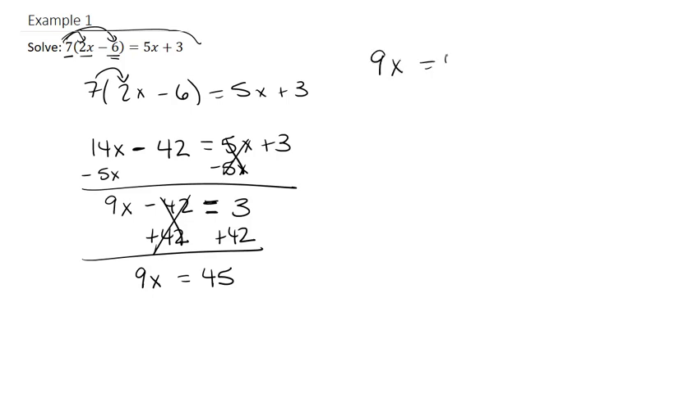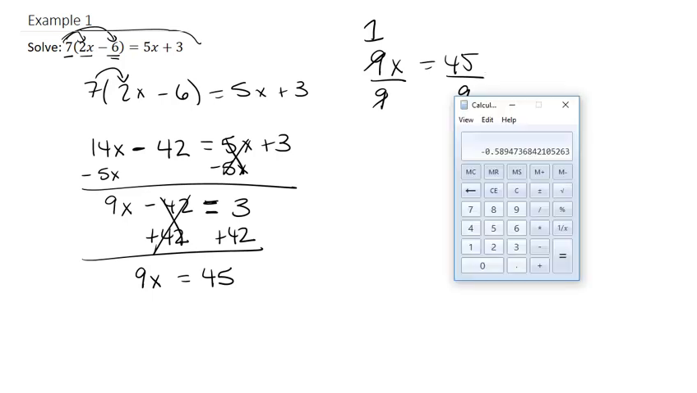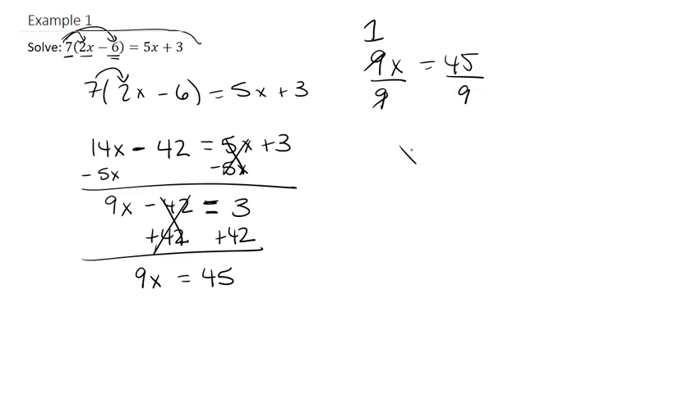Now, to get rid of this 9 on the left-hand side, we divide. This becomes 1 then. Now we do the right-hand side, and we go 45 divided by 9, which is equal to 5. So x equals 5 in this equation. Let's do another example.